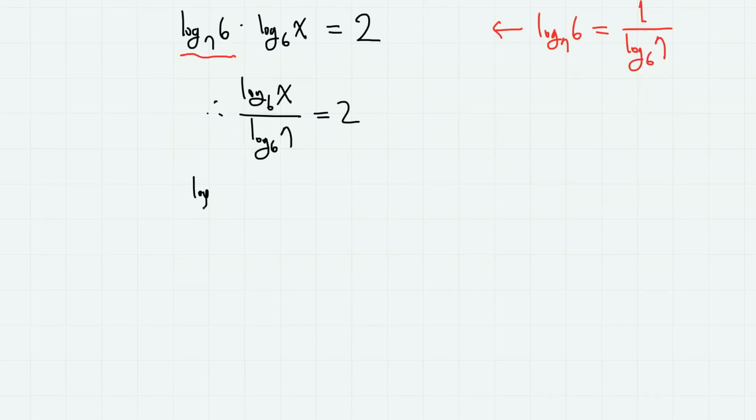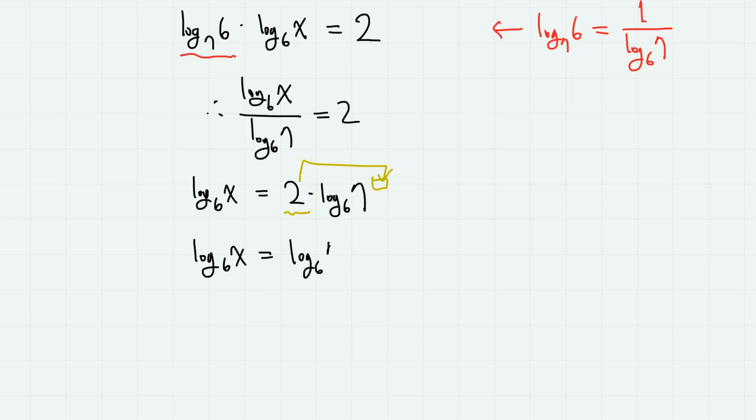Therefore, we have log base 6 of x equals 2 times log base 6 of 7. And here, if we send this 2 to here, we have log base 6 of 7 squared here. And therefore, we have x equals 49. So we arrived at the same answer. So that's all for this video.